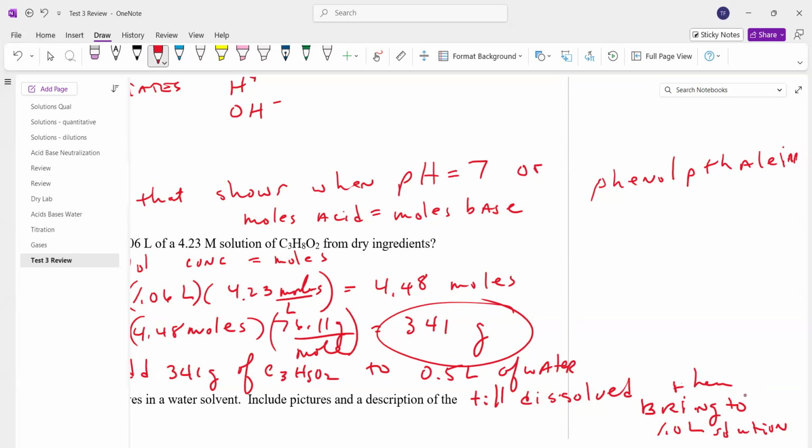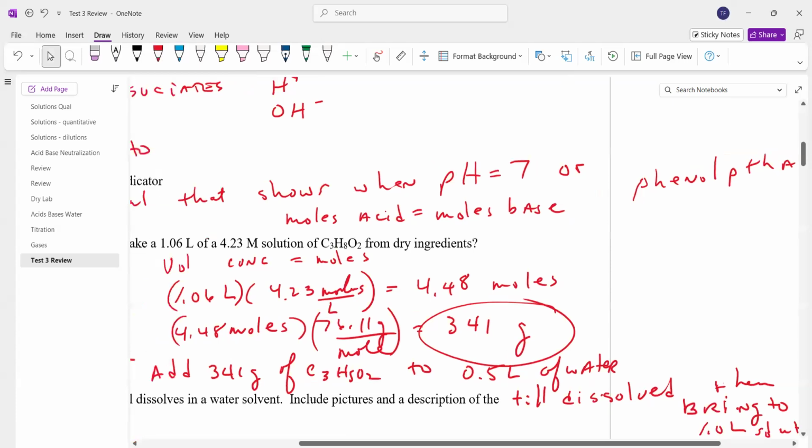And we're making one assumption here: if we start with 0.5 liters and we add 341 grams of acid into that, then it's not going to go over 1.06. That's the assumption. If that happens, you have to start with more water, reweigh it, and so on.